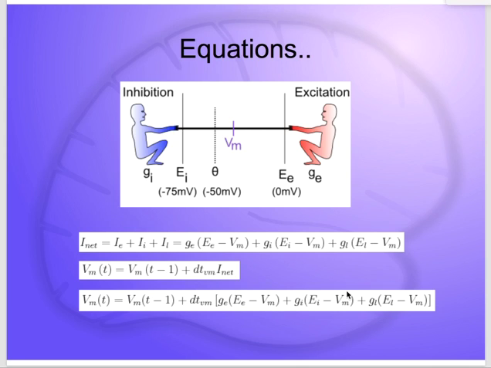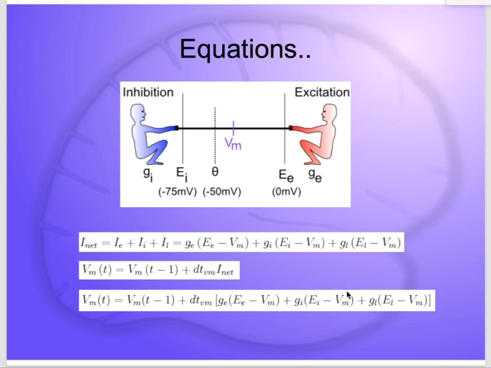So G sub I is again basically the proportion of conductances that are open for inhibitory, the negative potential ions such as the chlorine ions. And so the way you calculate the membrane potential of the cell is basically the previous membrane potential of the cell at time t-1 plus the change in the membrane potential, which is basically the change in the current.